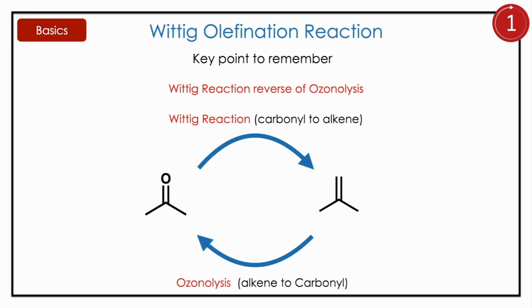Then one key point to remember: the Wittig reaction is basically conversion of ketone into alkene. It is easy to remember because it is the reverse of the ozonolysis reaction. Ozonolysis converts alkene into carbonyl. In the Wittig reaction, carbonyl into alkene. Basically, the Wittig reaction and ozonolysis are opposite to each other.